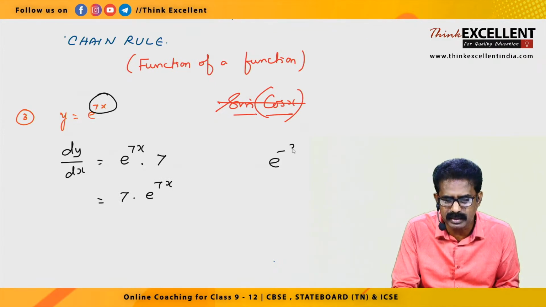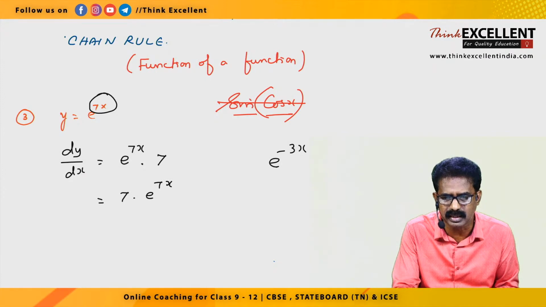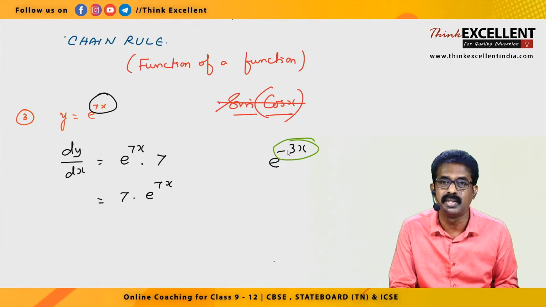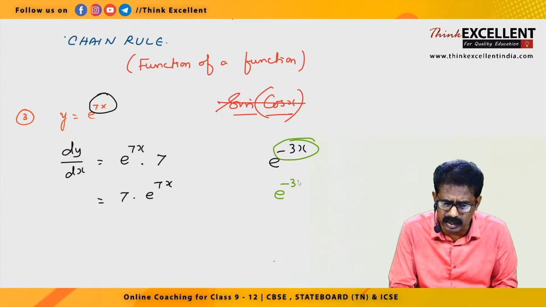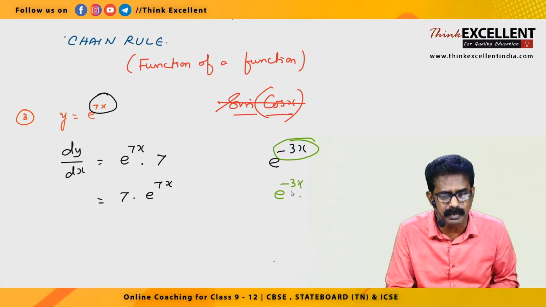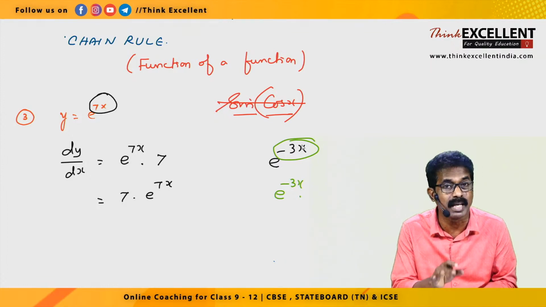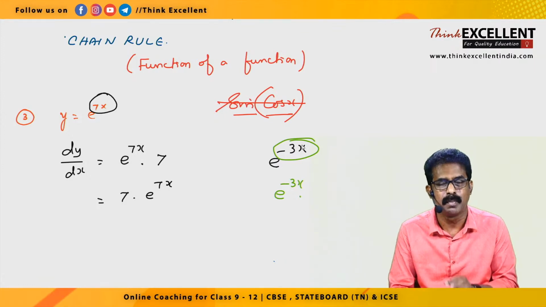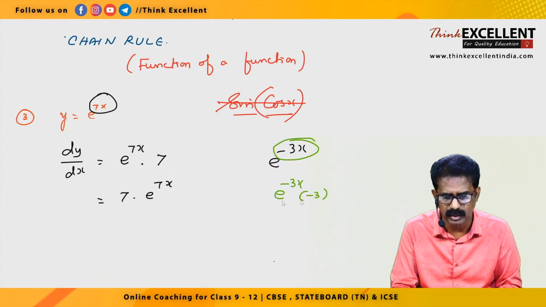Suppose e raised to minus 3x, what will the derivative be? What type is this? It is of the type e raised to x, right? e raised to x derivative is e raised to x itself. So e raised to minus 3x is e raised to minus 3x. Don't stop here. This is not x, there is something else. Instead of x we have minus 3x. So differentiate that. Minus 3x derivative minus 3. We studied that last class. So this is minus 3 e raised to minus 3x. Like that you have to do.